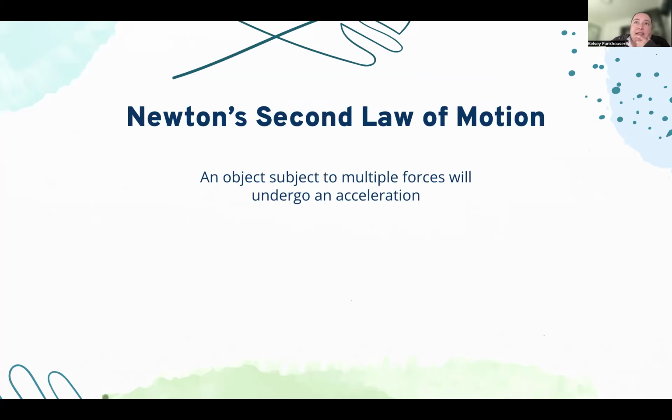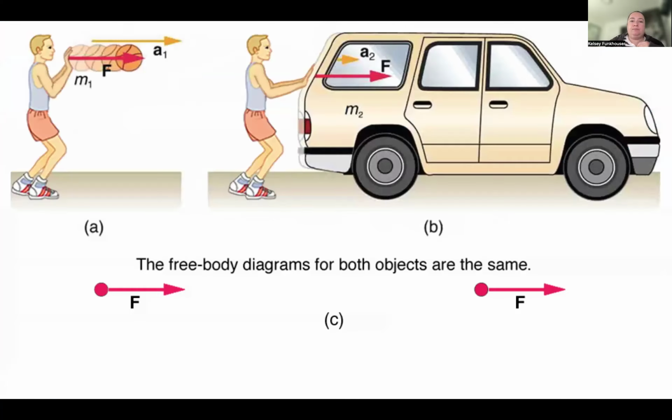Newton's second law says an object subject to multiple forces will undergo an acceleration. So let's look at this example first. We have a situation where a person is applying the same force to two different objects, a basketball and a car. Since there is a net force in both cases, there must also be a net acceleration. But the acceleration of these two objects is completely different, even though the same force is being applied.